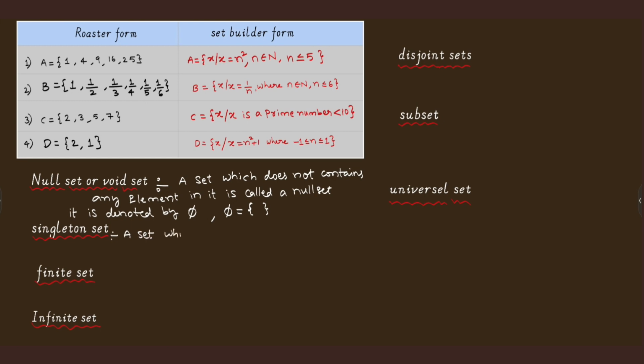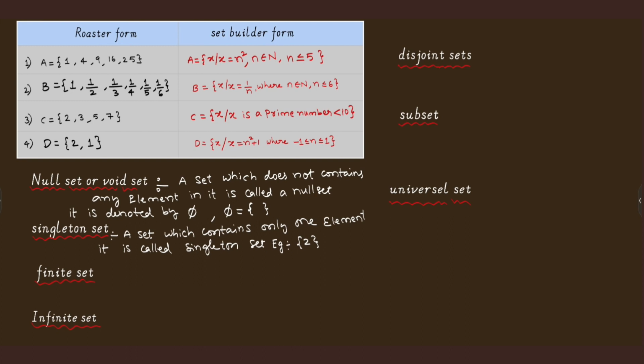A set which contains only one element in it is called a singleton set. For example, we have the set of even prime numbers. In the set of even prime numbers, we have only one element, 2, because the only even prime number is 2. So this can be taken as one example of a singleton set.